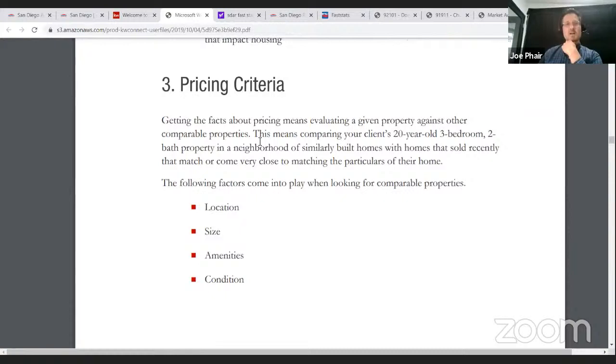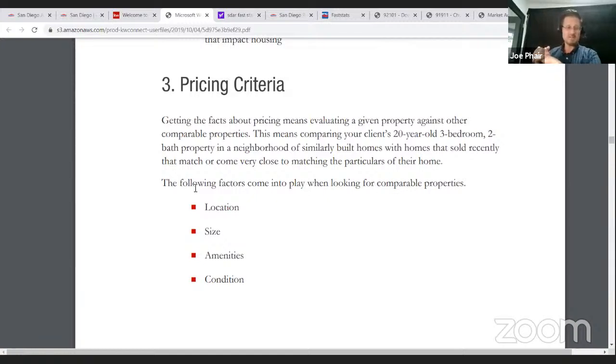All right, pricing criteria. The following factors come into play when looking for comparable properties: location, size, amenities, condition. All of these are important. Now, one of the issues you guys are going to run into is oftentimes you're going to be talking to somebody and you've never seen the house. And so I'm going to give you guys some scripting on what to ask to get a sense of how this property compares to other homes in the area.